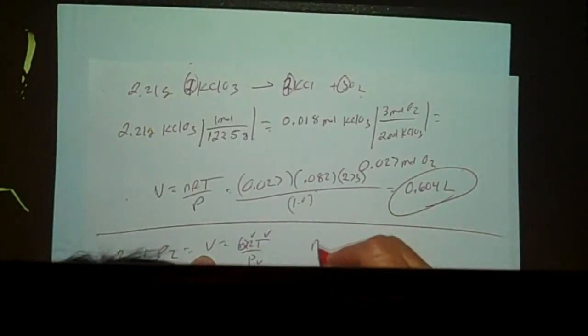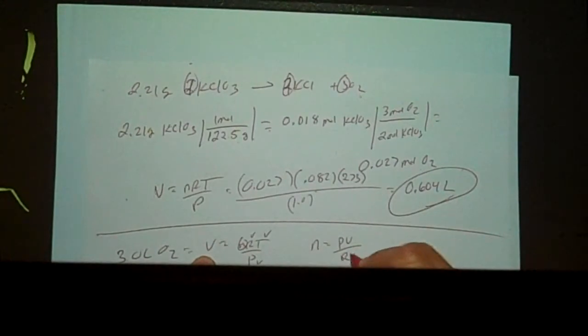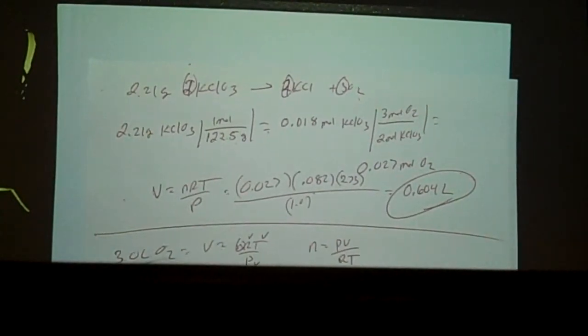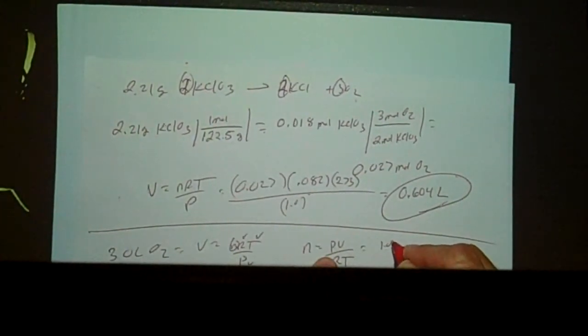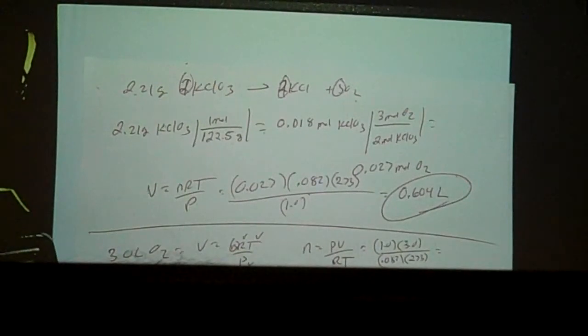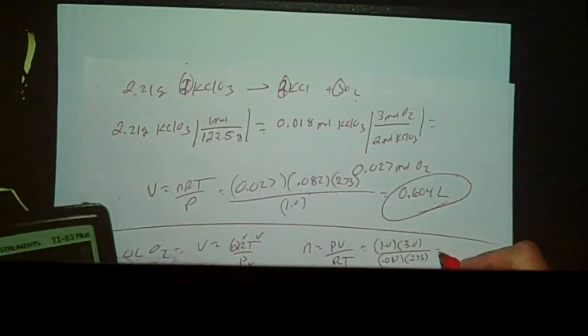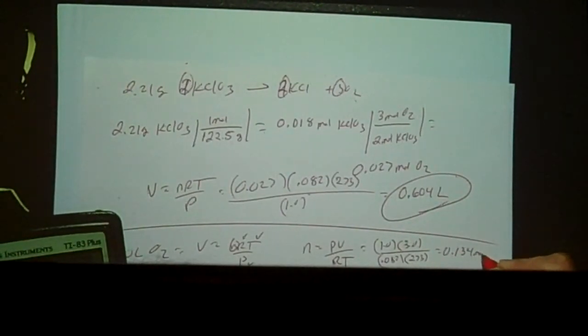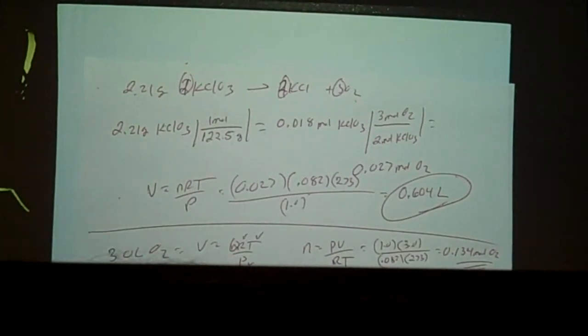Well, let's rearrange this. n is equal to PV over RT. So this will be the number of moles that's going to give me 3 liters of gas volume at standard temperature and pressure. Pressure, 1.0 atmosphere. Volume, 3.0 liters. R, 0.082. Temperature, 273 Kelvin. Is everybody clear with that? That's the pressure, the volume, the R constant, and the temperature. So 3 divided by 0.082 divided by 273 equals 0.134 moles of O2.